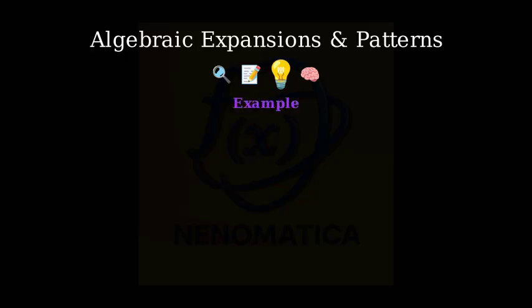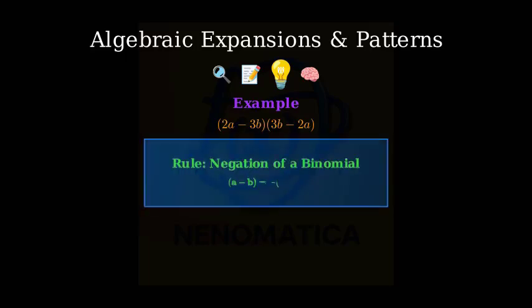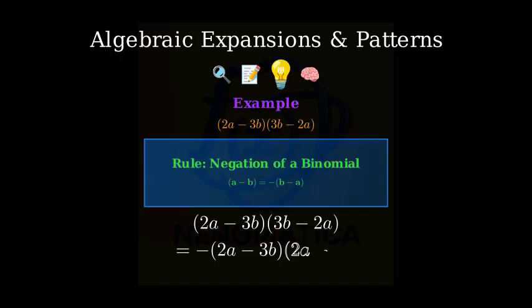Let's begin with our first example. We're going to evaluate the product of two binomials, (2a minus 3b) times (3b minus 2a). Our first step is to recognize something important about these binomials. Notice that 3b minus 2a is the negative of 2a minus 3b. So we can rewrite this as the negative of (2a minus 3b) times (2a minus 3b).